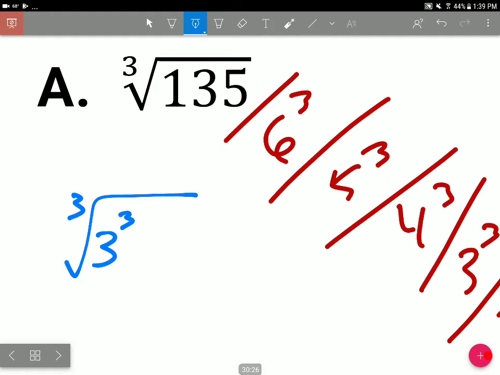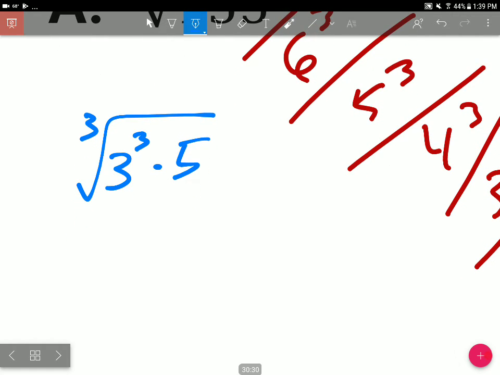So that's 5 to the third time... 3 to the third times what? 5? Is that what it was? So here's the deal. This exponent will cancel that out for the 3. So the 3 comes out, and the 5 stays behind.